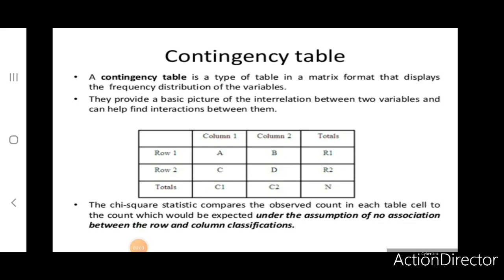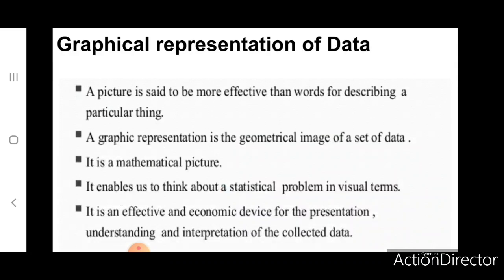Under the head common descriptive techniques, we discussed the concepts such as percentages, measures of central tendency, index number, frequency table, and contingency table. Now the next main topic is graphical representation of data. A picture is said to be more effective than words for describing a particular thing. A graphic representation is the geometrical image of a set of data.